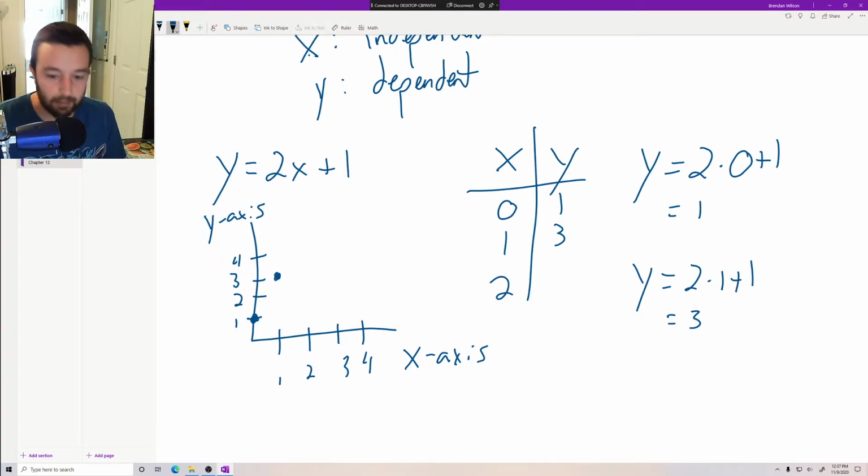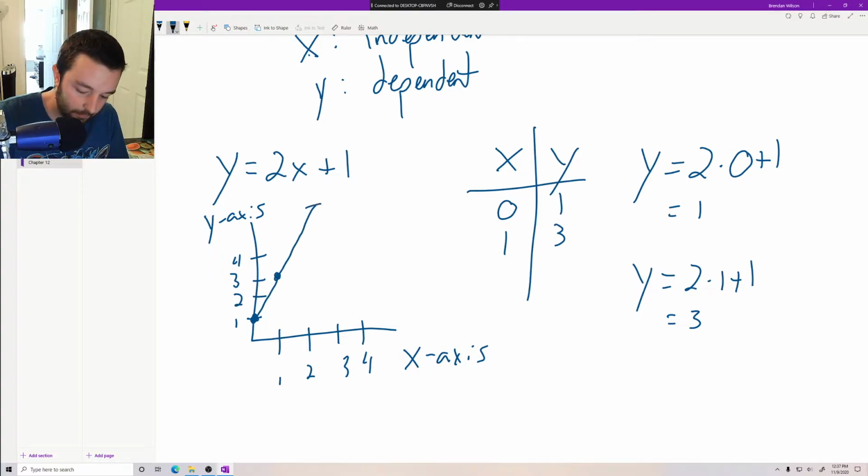And we really can stop there. We don't really need this one because we know that, based on what we're doing, this is going to be a straight line. And once you have 2 points, there's only one straight line you can make through them. Okay.